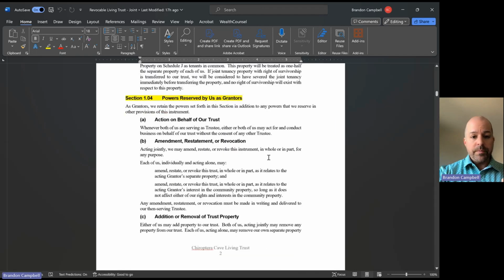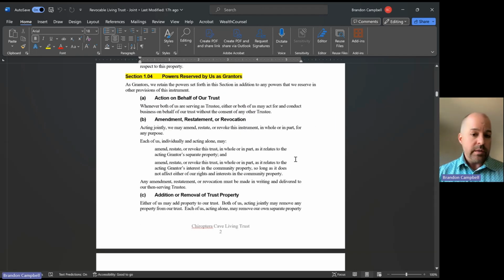In 1.04, when we create a trust, we own it. And so, as the owners of the trust, you have absolute and total authority over it. As needed, you can change the trust. You can put things in, you can take things out, you can get rid of the trust. So section 1.04 is essentially saying, what are all the rights that we are keeping as the owners of this trust once we have created it?